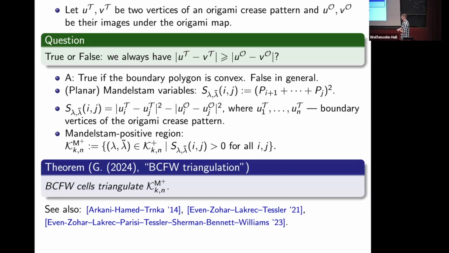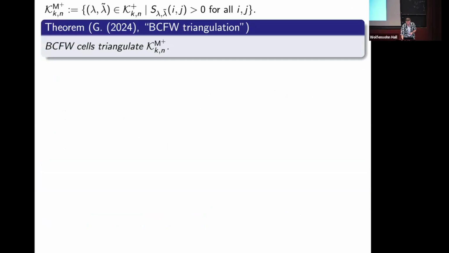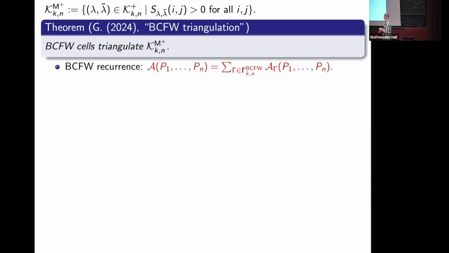Okay. Yeah, let me try to explain this theorem. So far, I only explained the Mandelstam positive region. Let me try to explain all the other words in the theorem. So here's the Mandelstam positive region again. And first of all, what is BCFW? So BCFW is 4 people. That's Britto, Cachazo, Feng, and Witten. And so they found this recurrence for the amplitude.